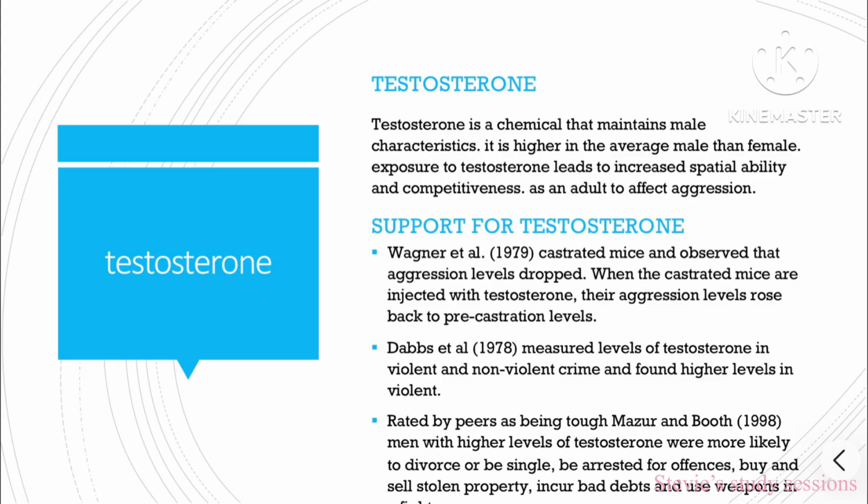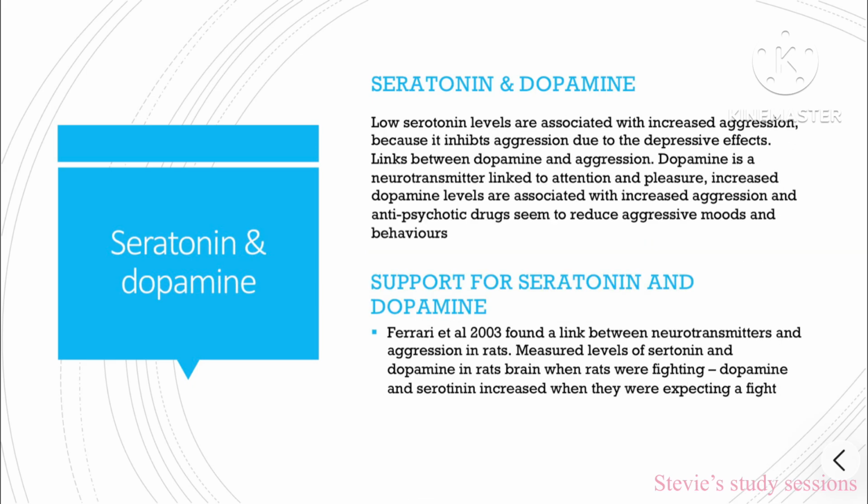Support for high testosterone. Wagner et al., 1979, castrated mice and observed that aggression levels dropped. When castrated mice are injected with testosterone, their aggression levels rose to pre-castrated levels. Dabbs et al., 1978, measured the level of testosterone in violent and non-violent crimes and found higher levels of testosterone in violent crimes. Mazur and Booth, 1998, found that men with high levels of testosterone are more likely to be in a divorce, single, be arrested for offences, buy or sell stolen property, be in debt, or use weapons in a fight.